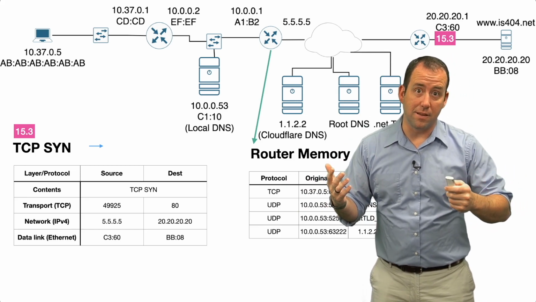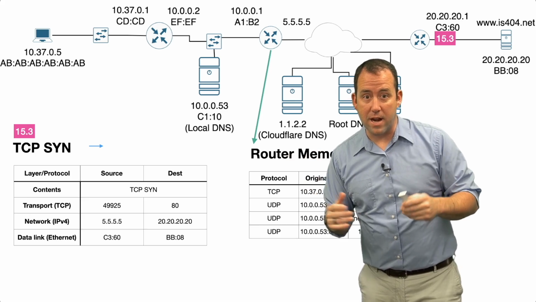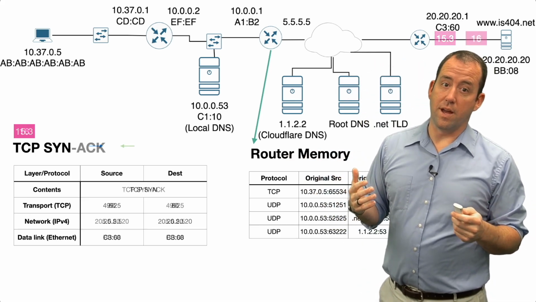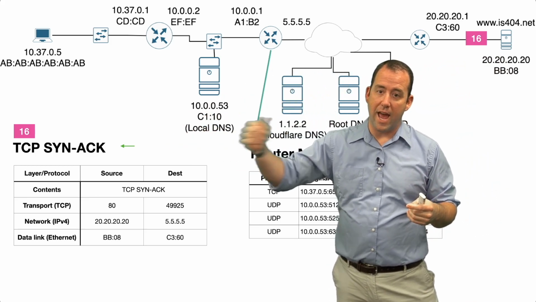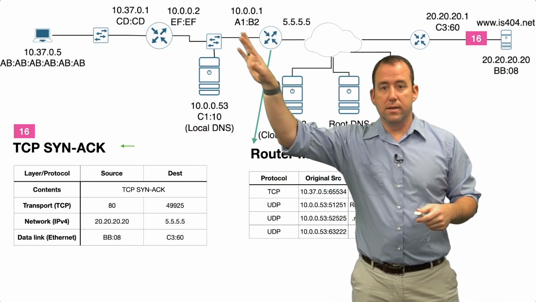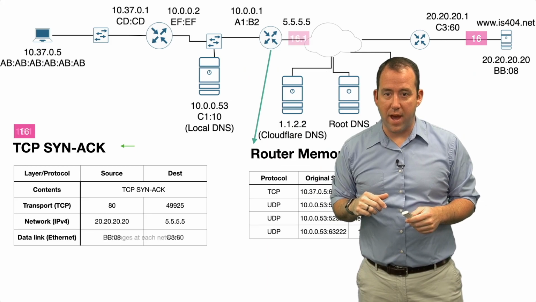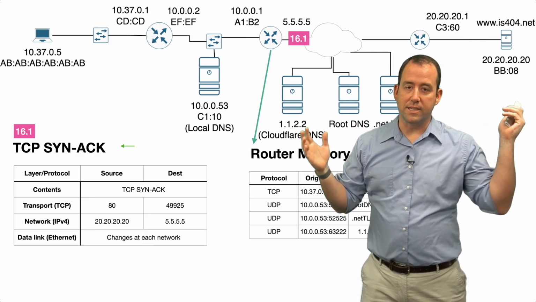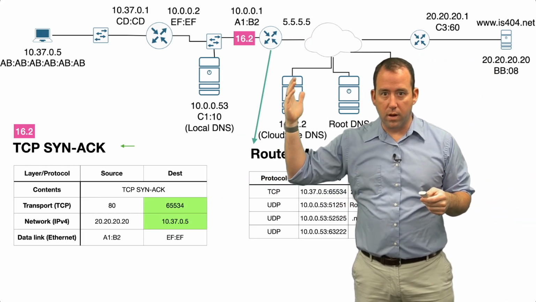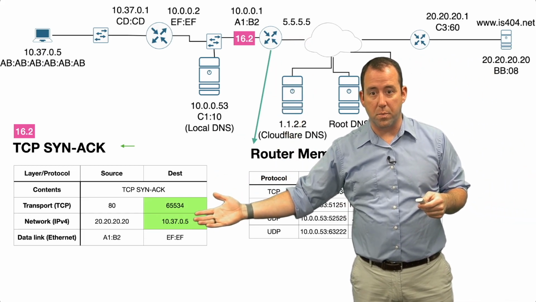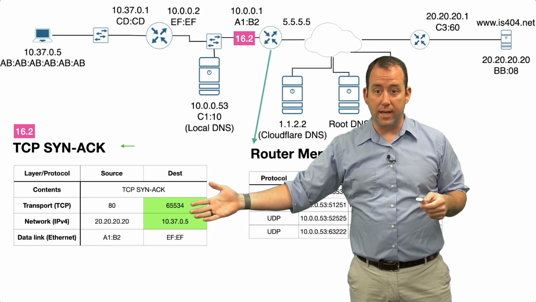We still haven't sent the data that we wanted, the HTTP message. That'll come later. Because first, we have to do our three-way handshake. The second step of the three-way handshake is the SYN ACK, which comes back through that same path. So as it bounces along, it gets to the router, and the original information is now replaced once again with the internal information.